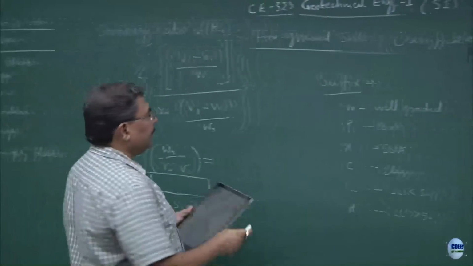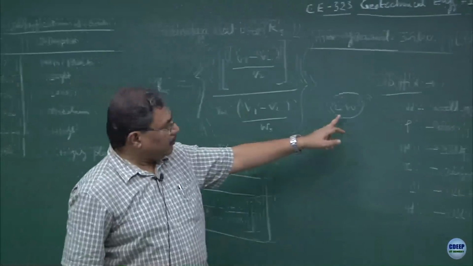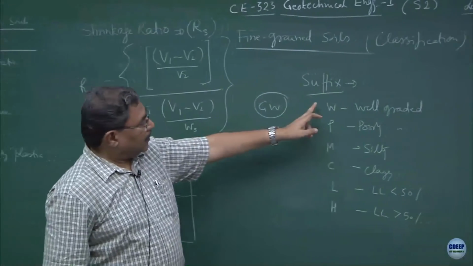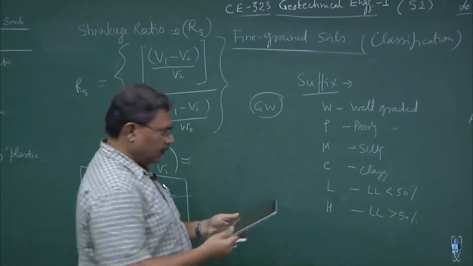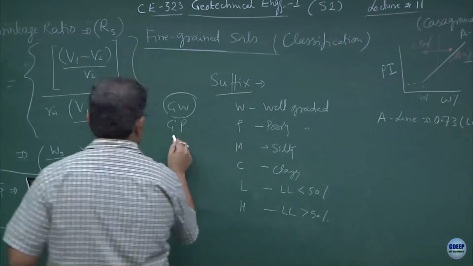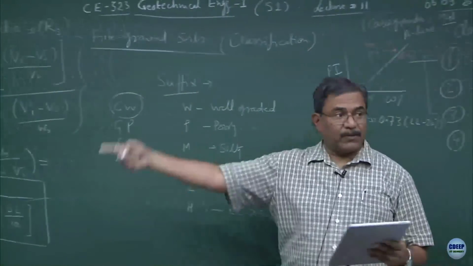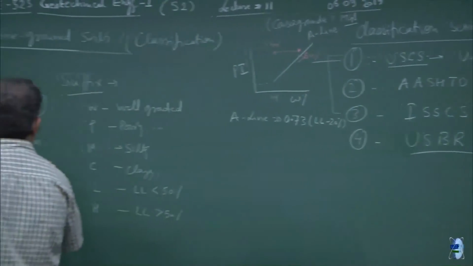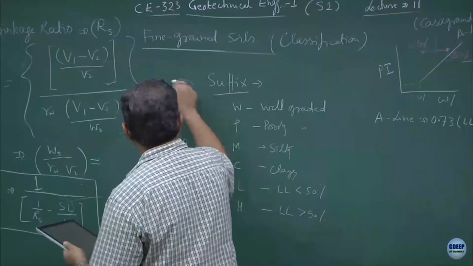So, suppose if I say GW, so GW is a universal language which will be defining, we read it from right hand side, well graded gravel, alright. GP, poorly graded gravels. GM, silty gravelly soil, alright. GC, clay gravelly material, alright. So, these are the combinations.